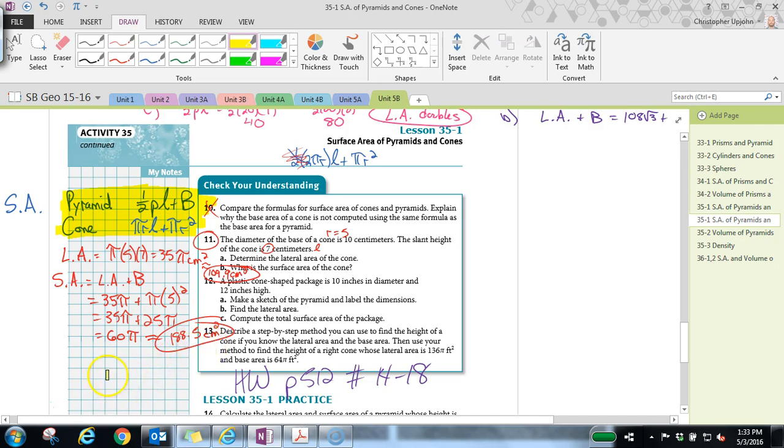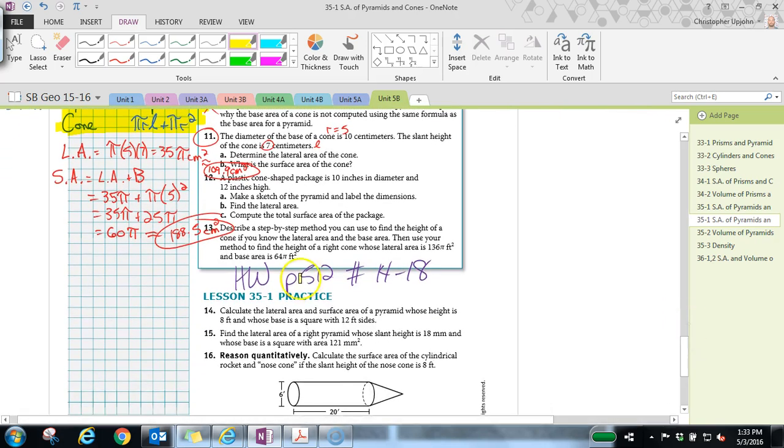So very simple, just use our formulas, don't do anything different. Our homework is page 512, numbers 14 through 18.